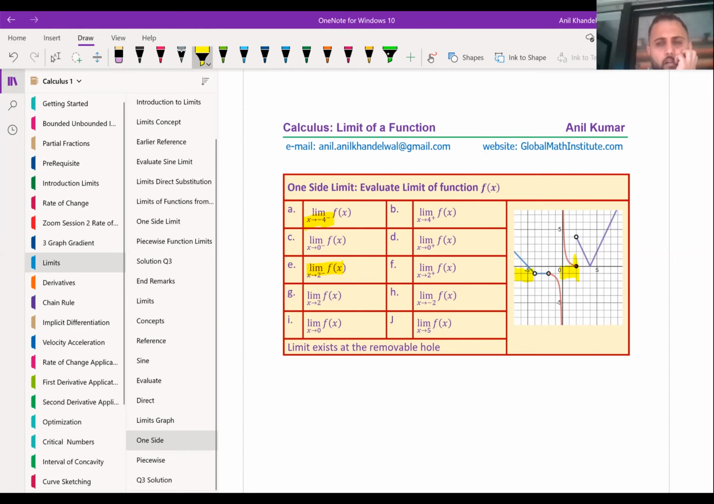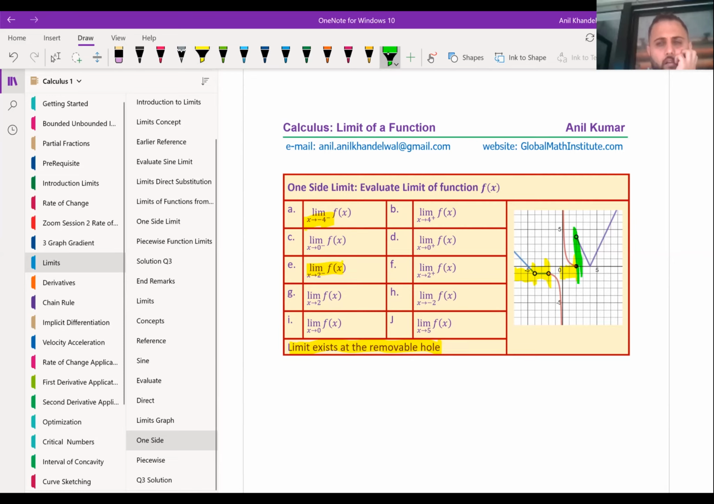Now, a good point to remember here is that the limit exists at a removable hole. What does it mean? All these holes, which are kind of connected, if I plug them, they can become continuous. Do you see this? So they are called removable holes. I could define another function and fill them up. However, we have a hole here which cannot be filled.